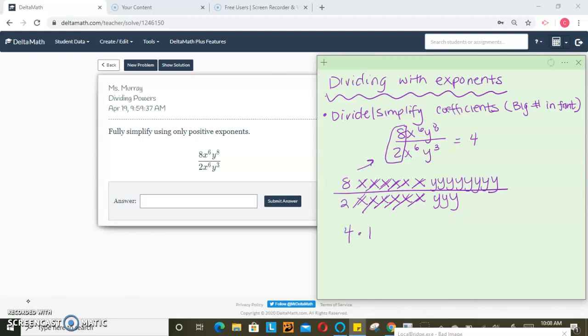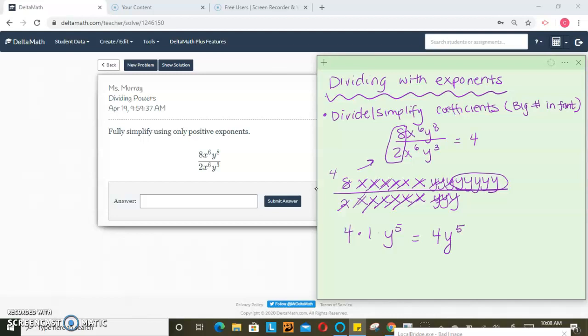Now my y's, I have way more y's in the numerator than I do in the denominator. So if I were to cancel them, I could only cancel 3 sets. And I would still be left with 1, 2, 3, 4, 5. So I would write times y to the 5th. Everything in my denominator ended up canceling out because the 2 went evenly into the 4. So I actually don't even have to write my answer as a fraction. I'm just going to clean it up because 4 times 1 is 4. And then y to the 5th.